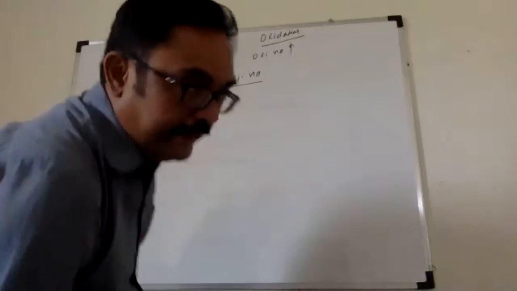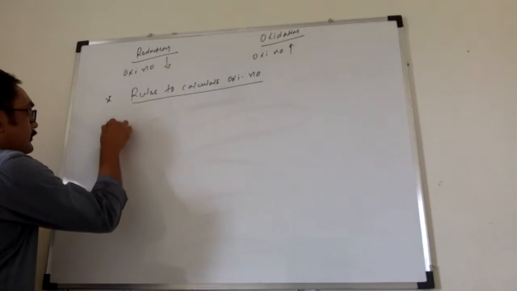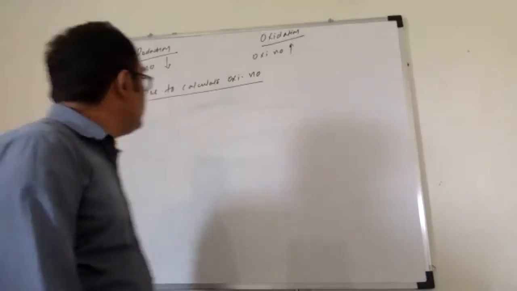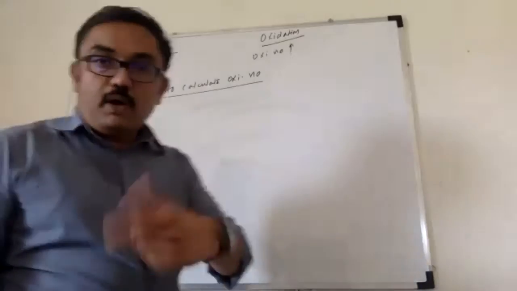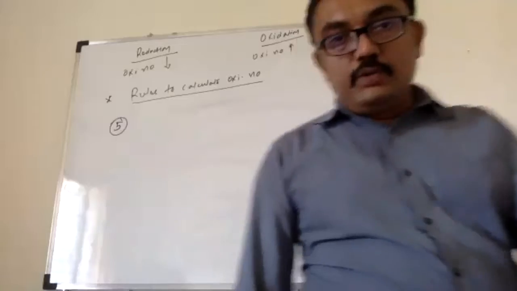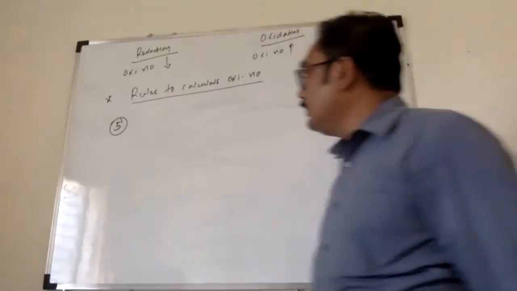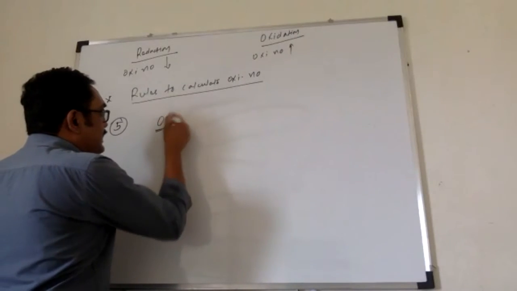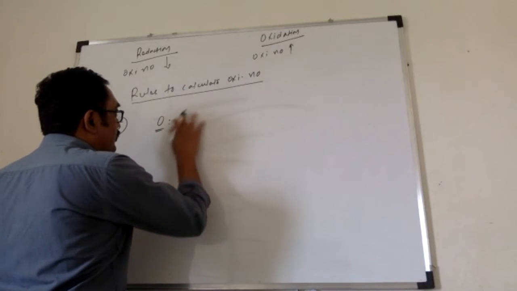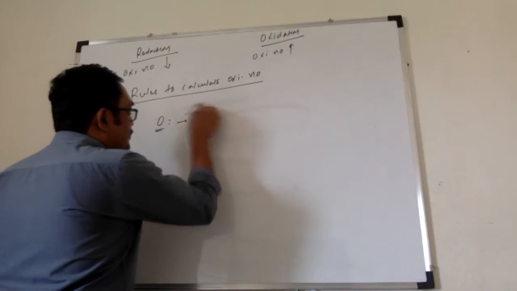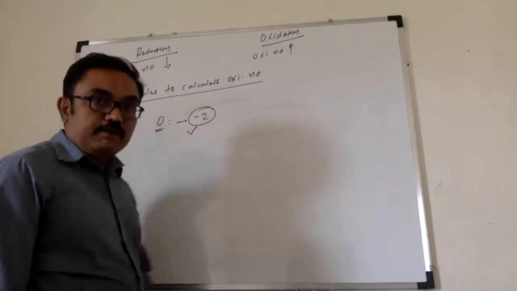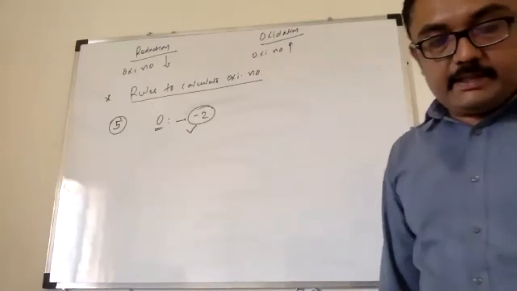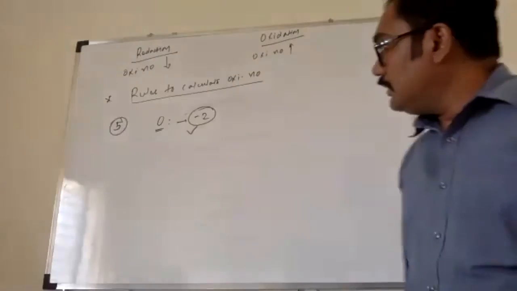Now rule number 5. Write down rule number 5. This is called the rule of oxygen. The common oxidation state of oxygen is -2. Oxygen is found in a -2 state in most of its compounds.